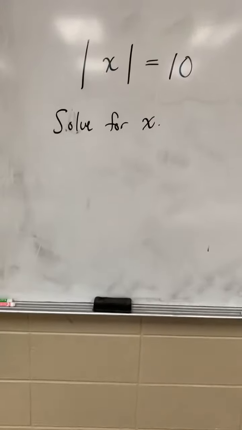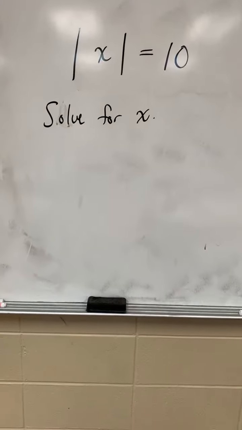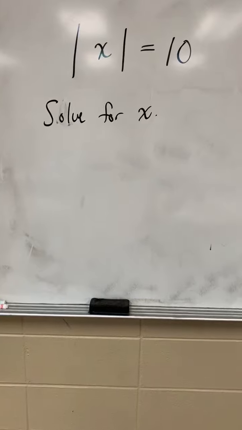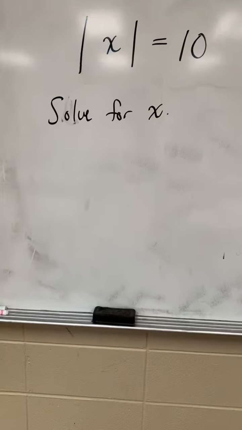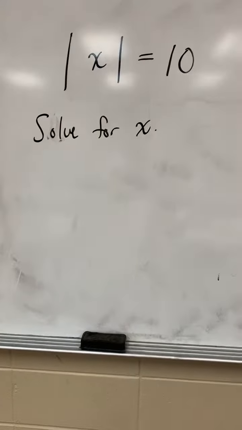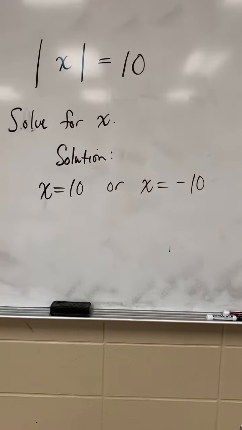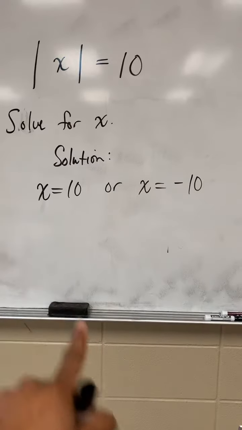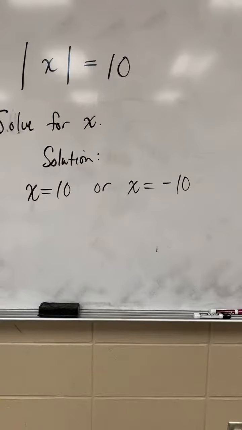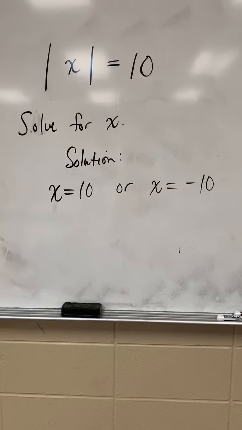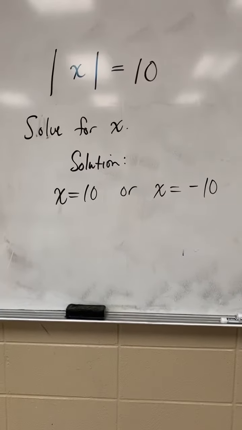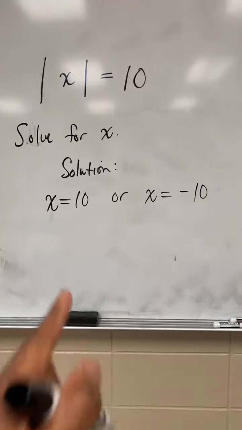That's it. But this time, if you think about it, it's not just a number that's 10 spaces away from zero. There's two numbers that are 10 spaces away from zero. So there's your solution. x could be equal to 10 or x could be equal to negative 10. And you have solved this equation. The key thing to remember here is that you have two cases to pay attention to now.